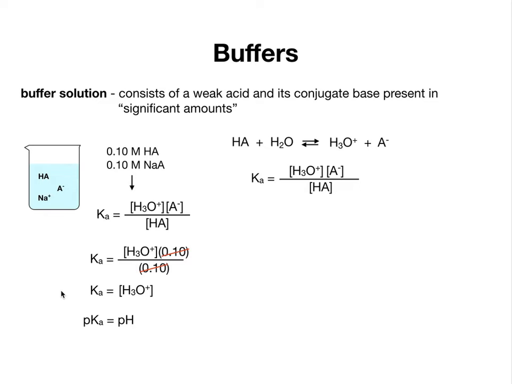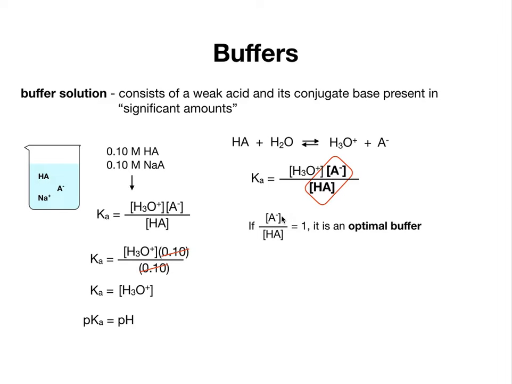If we take the negative log of both sides of that equation, we get the pH being equal to the pKa. Okay, so what is really critical, class, in a buffer solution? What is really critical is this ratio right here. The ratio of the conjugate base of the weak acid to the weak acid. Now if this ratio is equal to 1, we have what is called an optimal buffer.